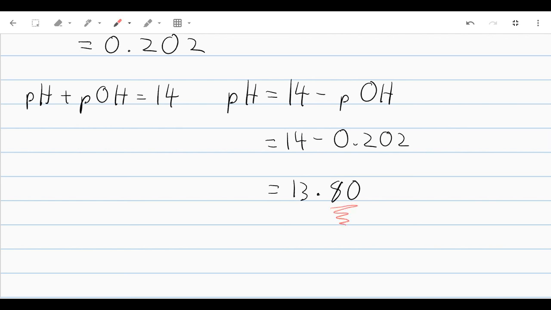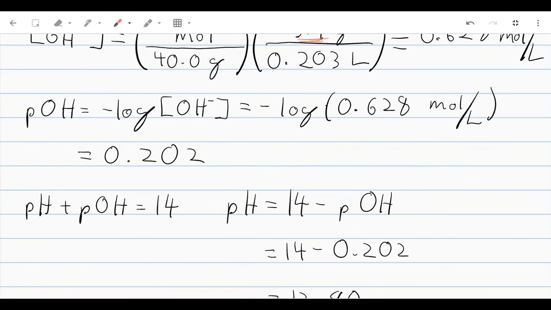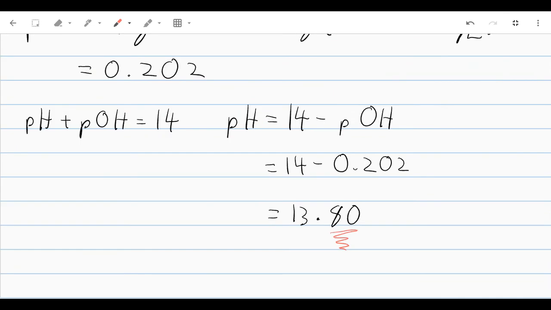Remember, in this, we're having two significant digits. The two significant digits in a pH value come after the decimal point. We have two significant digits because we had two significant digits in the mass we used in this calculation, 5 and 1/10. So that means that we need two spaces after the decimal place in the pH.